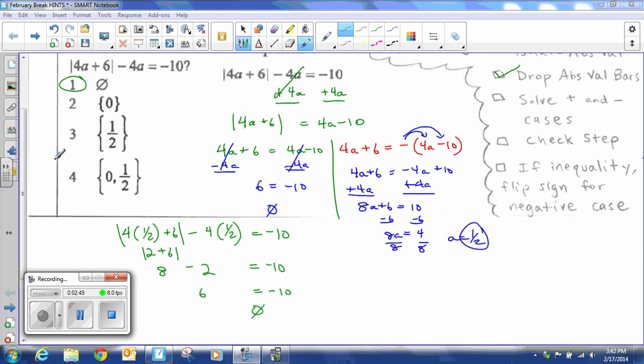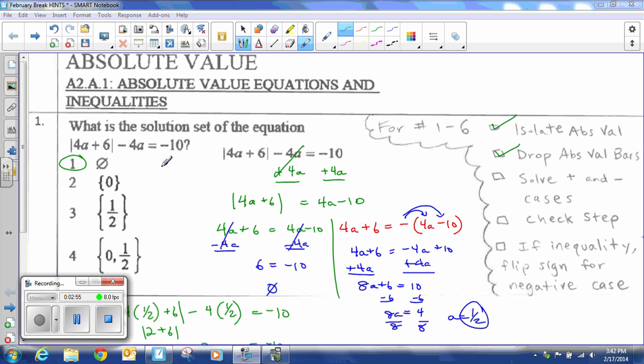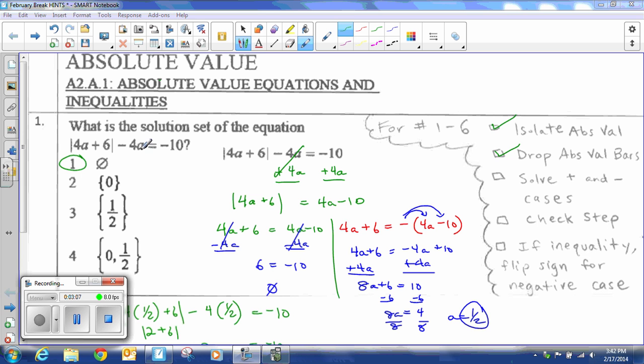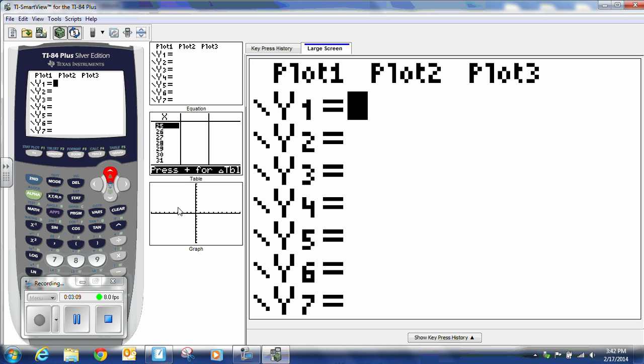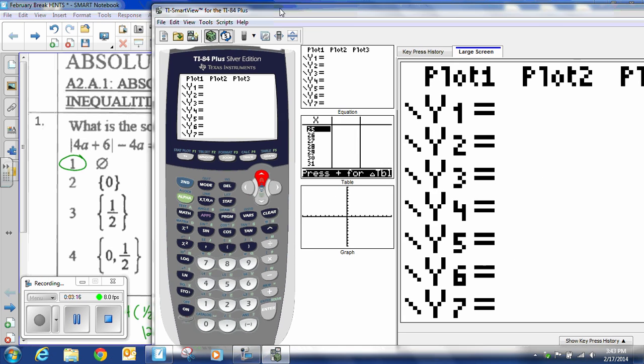Now I'd like to show you how to solve this entire absolute value equation on a calculator using the intersection feature. So whenever you have an equality or an equation, you can simply graph the left side, graph the right side, find out where they intersect, and wherever they intersect is the solution to your variable, or the roots. So let's go ahead and graph absolute value of 4a plus 6 minus 4a.